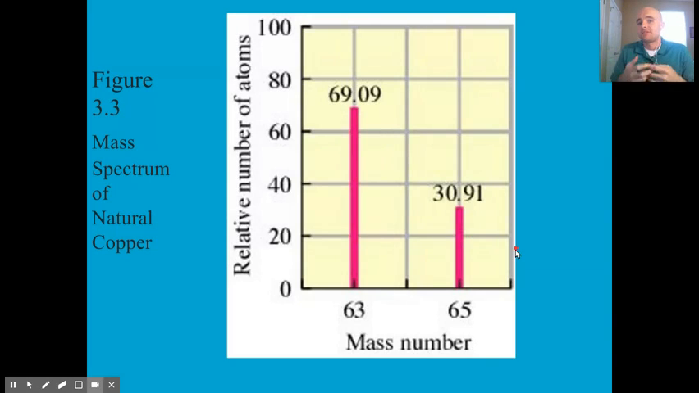This is an example of a spectrum that we'll get. We notice that this part of the detector plate was struck more often. It was struck 69.09% of the time, and this part of the detector plate was struck 30.91% of the time. So we find out that in this sample of copper, the mass number of copper will be 63.